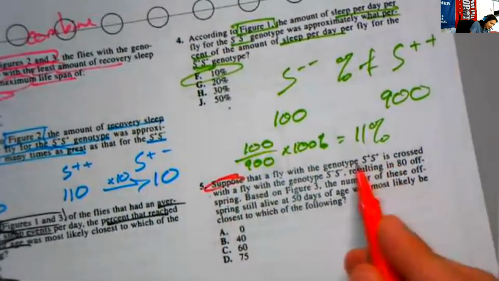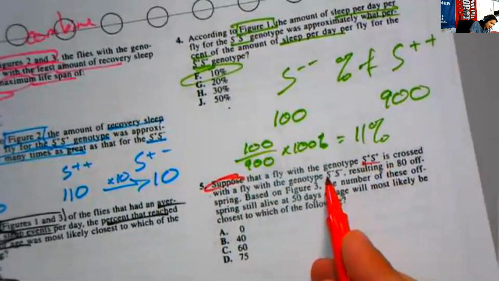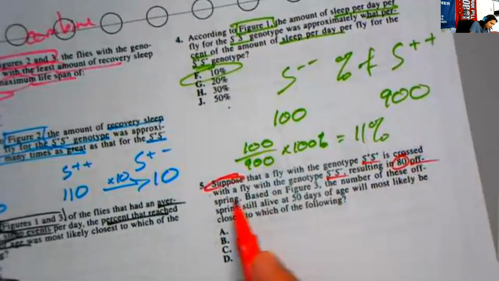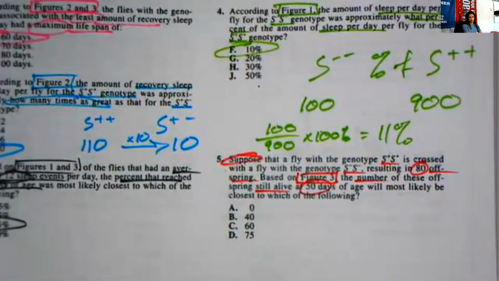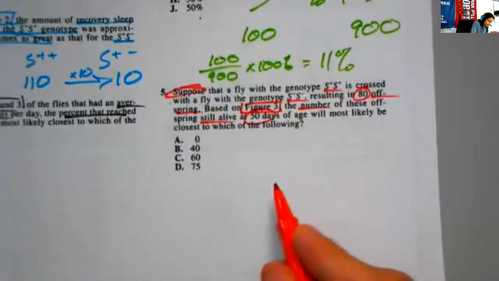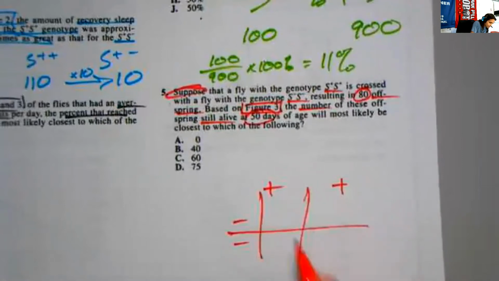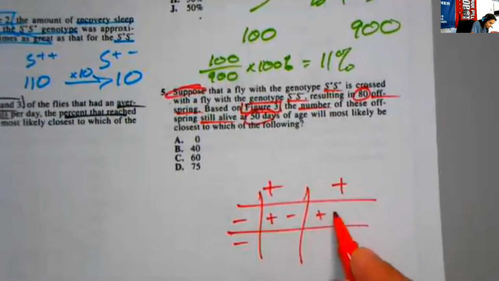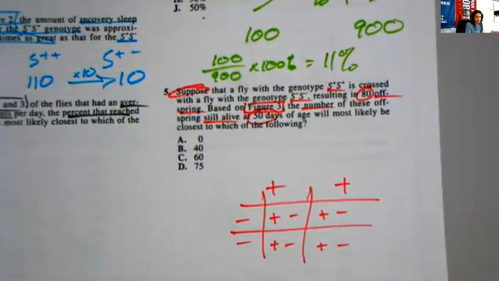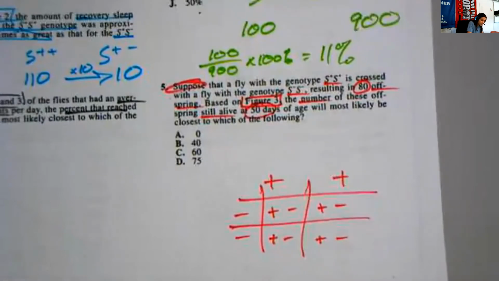And the last one, suppose that a fly with the plus is crossed with a fly with the minus, resulting in 80 offspring. So a plus gets together with a minus, they got 80 little babies. Based on figure 3, the number of these offspring still alive at 50 days of age will be closest to the following. Okay. Well, what happens if a plus gets together with a minus? They're all plus minuses, so they got plus minus babies.